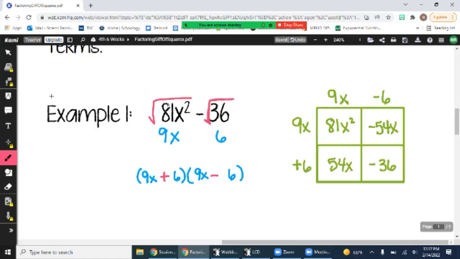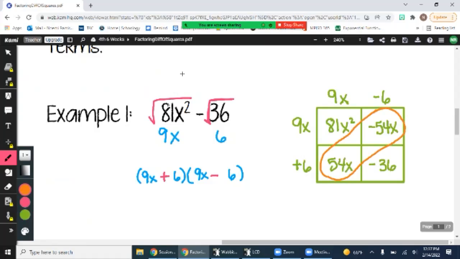All right, now after we're done multiplying, what do we always do? Combine. And which ones do we combine? The diagonal. And how do we combine? By adding. But what happens when you add negative 54 plus 54? They cancel out. These two cancel out.